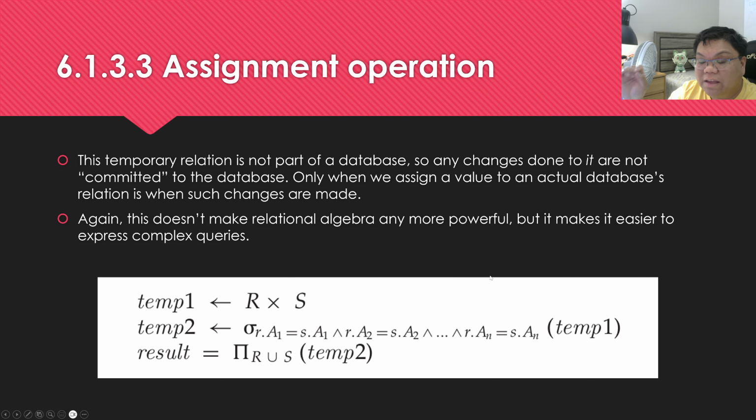The temporary relations that we define this way, temp1 and temp2, are not part of our database. So any changes we make to those are not committed to the database. It's only when we assign a value to an actual database relation that we make these changes. Once again, this does not make relational algebra any more powerful. It just makes it easier to express more complex queries.